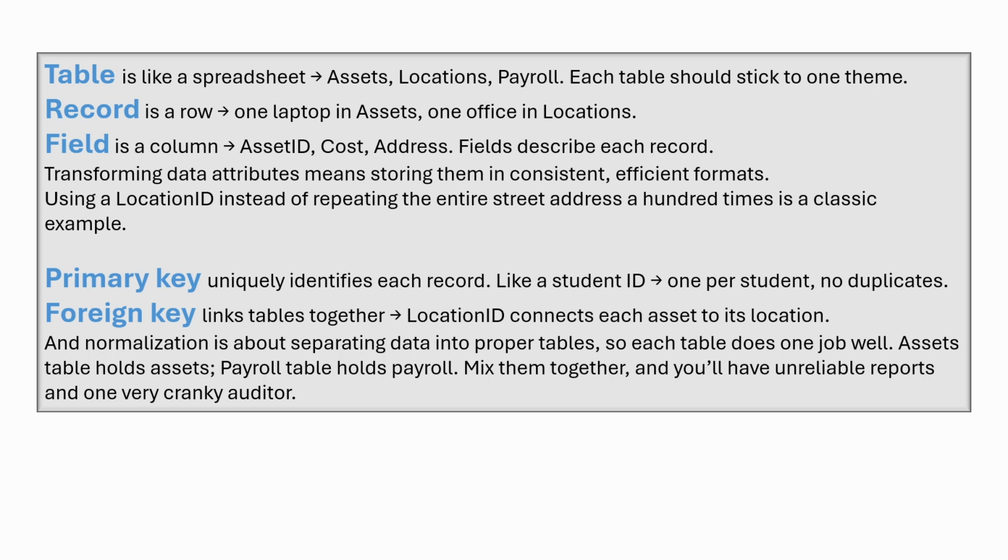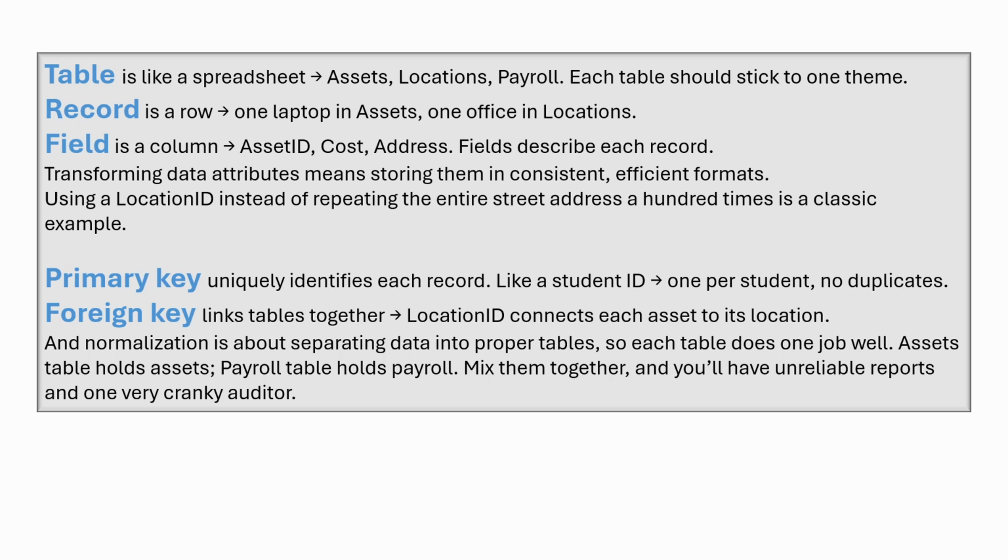A primary key uniquely identifies each record, like a student ID, one per student, no duplicates. A foreign key links tables together. Location ID connects each asset to its location. And normalization is about separating data into proper tables so each table does one job well. Assets table holds assets, payroll table holds payroll. Mix them together and you'll have unreliable reports and one very cranky auditor.